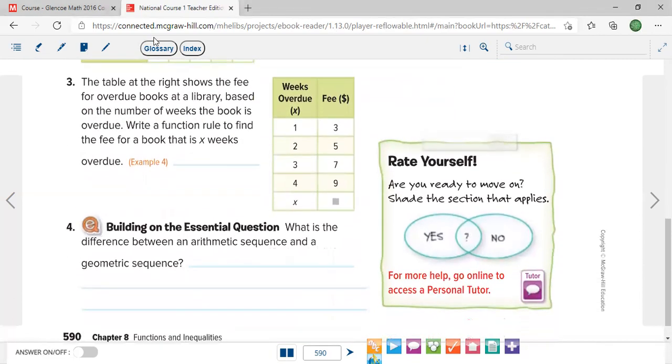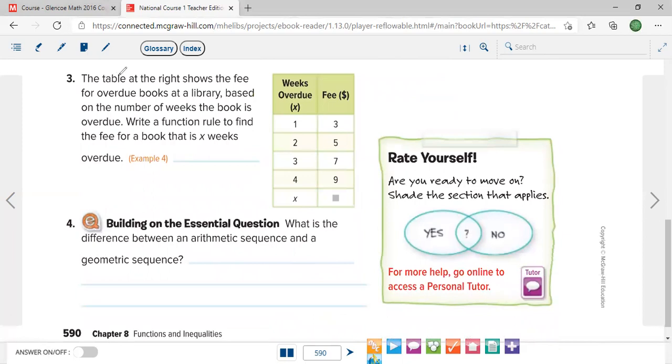Moving on. The table at the right shows the fee for overdue books at a library based on the number of weeks the book is overdue. Write a function rule to find the fee for a book that is x weeks overdue. So from 1, how can we get 3? From 2, how can we get 5? From 3, how can we get 7? From 4, how can we get 9? It is multiplied by 2, then plus 1.